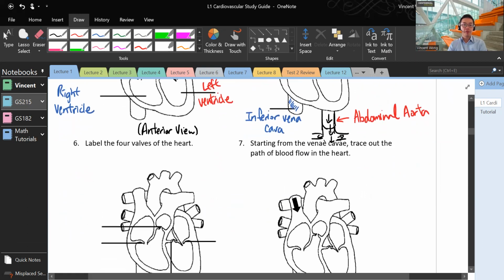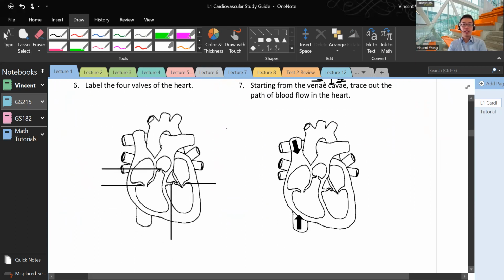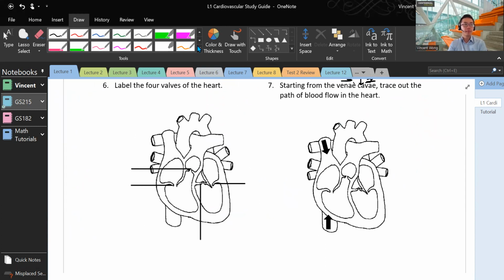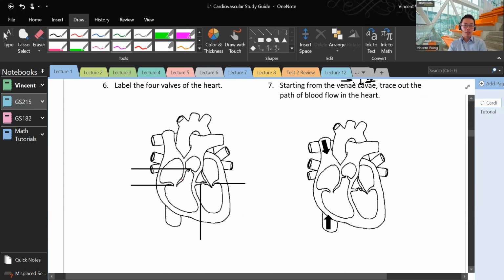All right, name the 4 valves of the heart, and you know I will post this after class, obviously. So if you missed anything, don't worry, you will be able to look at it after as well.